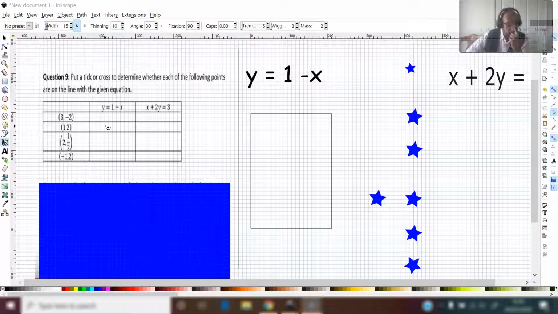You had a question on Thursday, which was to determine whether, given the coordinates 3, -2, they were on the line with the equation y equals 1 minus x. Now let's look at what a line with this equation looks like.